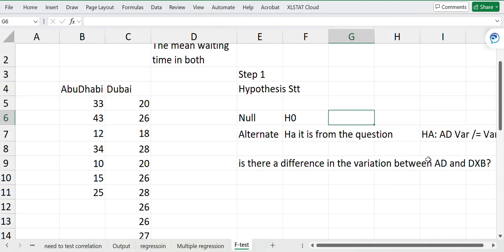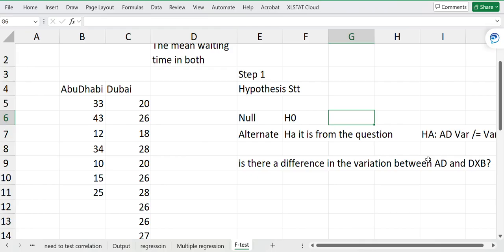Null will exactly be opposite because it has to be opposite. Because when you argue, if both people argue the same thing, there is no point. When I say this is same, you will say no, it is not same. When I say this is greater, you will say no, it is not greater, it is maybe less than. When I say it is more than, you will say no, it is probably less than or same. You understand the idea? The alternate always tries to argue what is in the question, and the null is exactly opposite of it. You can remember it that way.